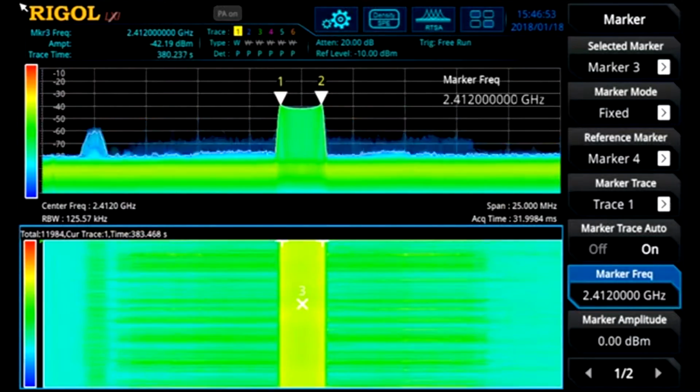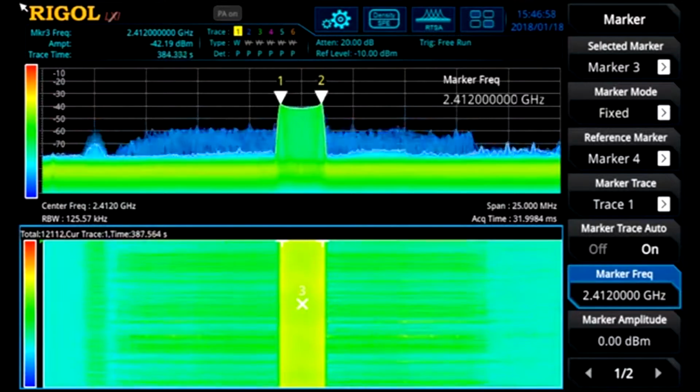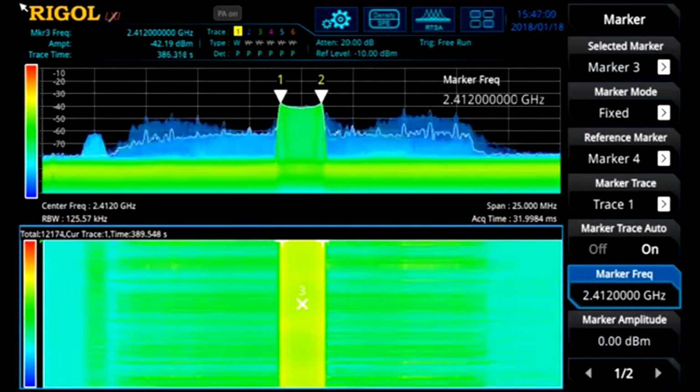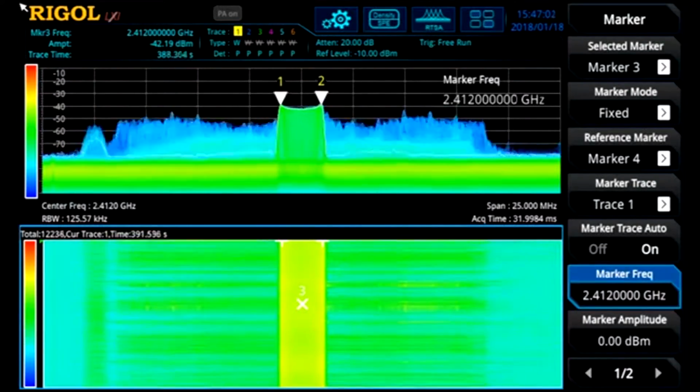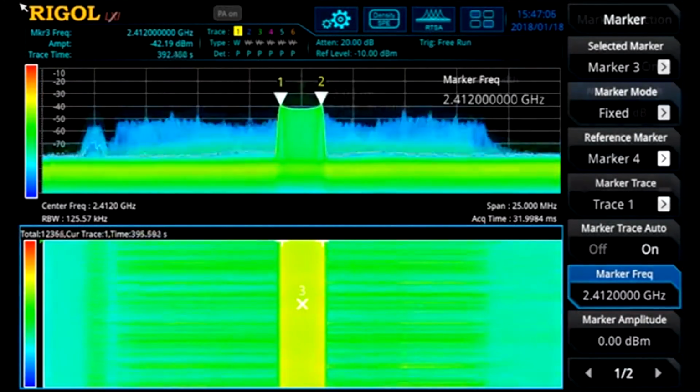Shown here is the signal being presented in a density and spectrogram view. I have placed 2 markers on the density plot to show the signal's bandwidth, and then I have placed a third marker on the spectrogram to show how it can not only be placed along the frequency axis, but also along the z-axis as a time component.